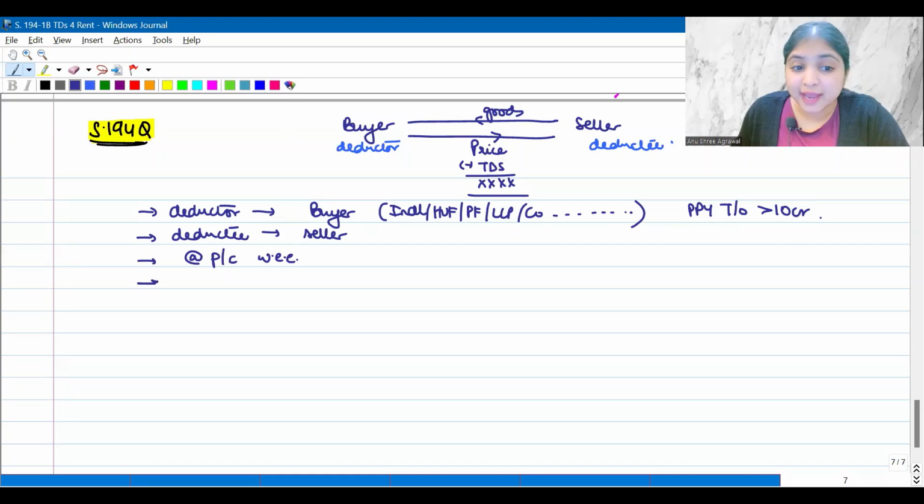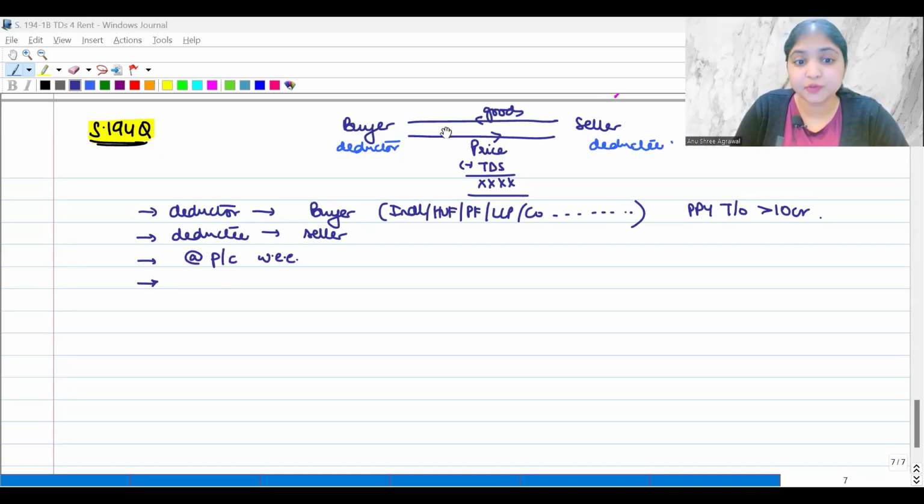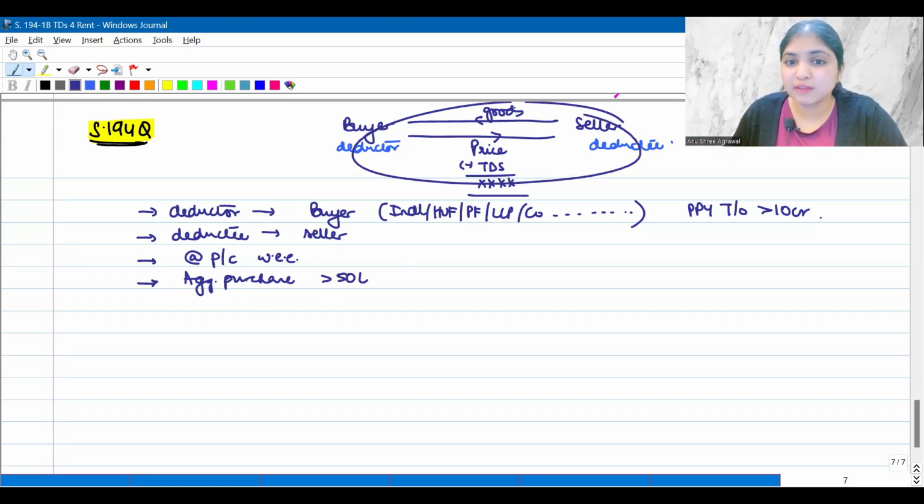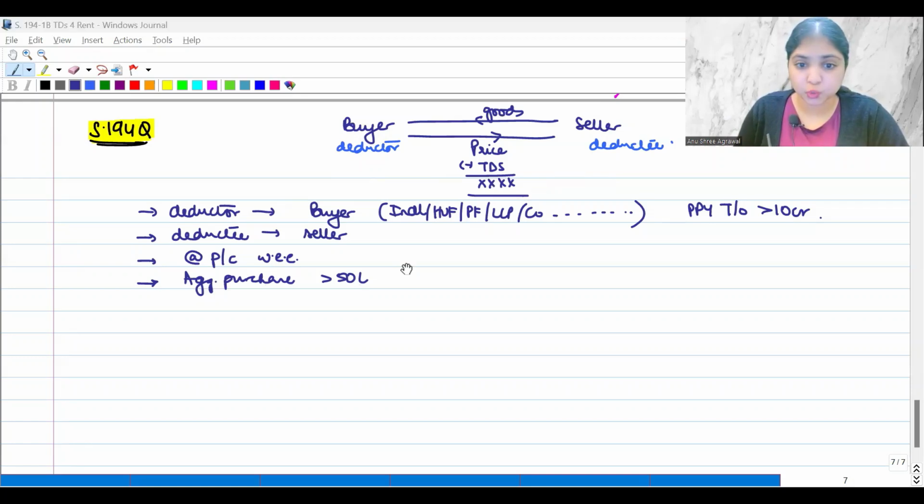But then when will tax be deducted? For small purchases and all, we will not apply section 194Q. We will apply 194Q only if the aggregate amount of purchase between this buyer and seller is more than 50 lakhs. Only if this aggregate price, the aggregate goods sold between the seller and buyer is more than 50 lakhs, only then section 194Q will apply.